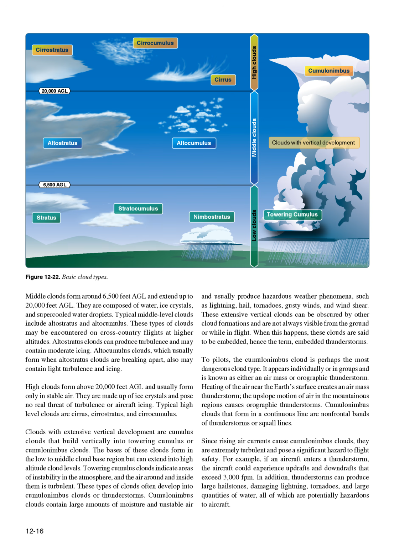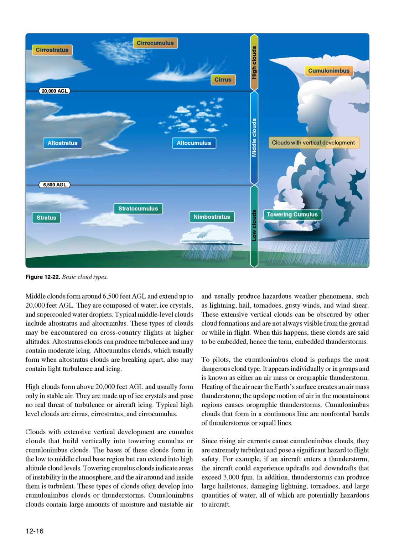Towering cumulus clouds indicate areas of instability in the atmosphere, and the air around and inside them is turbulent. These types of clouds often develop into cumulonimbus clouds or thunderstorms. Cumulonimbus clouds contain large amounts of moisture and unstable air and usually produce hazardous weather phenomena, such as lightning, hail, tornadoes, gusty winds, and wind shear. These extensive vertical clouds can be obscured by other cloud formations and are not always visible from the ground or while in flight. When this happens, these clouds are said to be embedded, hence the term, embedded thunderstorms.